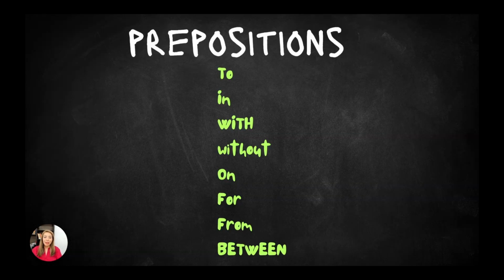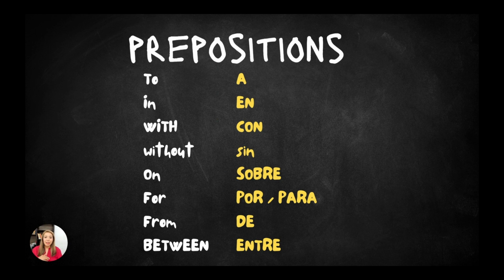To begin with, prepositions are those little words that help us indicate timing, when we say the class is at 11, or direction, I'm going to the park, space and location. And you can see some common prepositions on your slide. In Spanish, they would be words like a, en, con, sin, sobre, por or para, de, and entre.